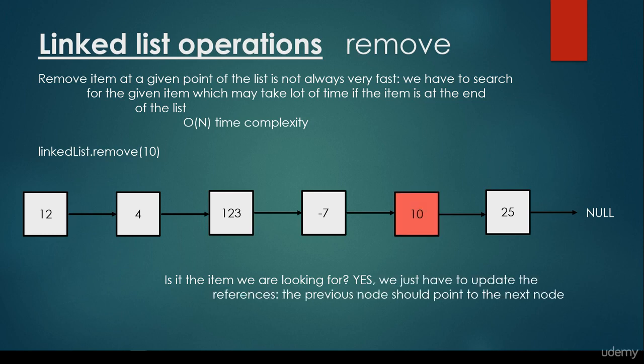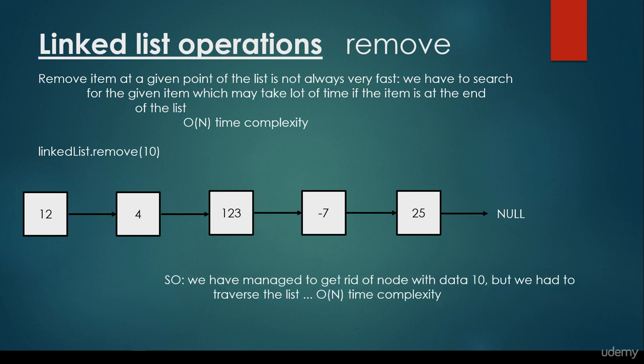So basically we just have to update the references. The previous node, so this -7, is going to point to the next node of the node 10, which is the 25 basically, and this is how we are able to get rid of the 10. We just have to update the references. First, we get rid of the 10, and the previous node, which is the -7, is going to point to the next node, which is the 25. So we get rid of the 10, and basically this is how we get rid of an item from a linked list. Okay, the time complexity will be linear, so O(n), because we have to find the item we would like to get rid of first.